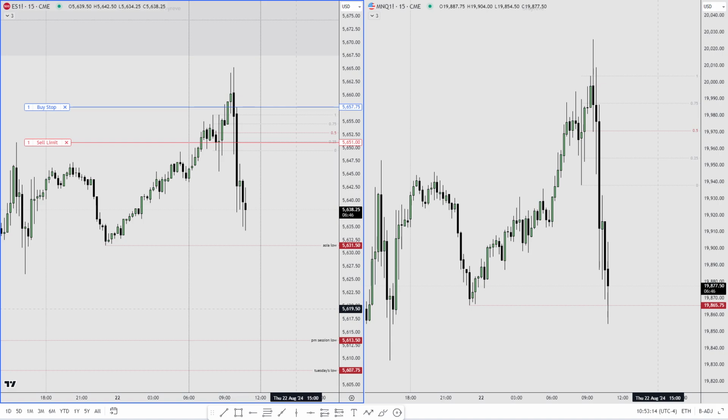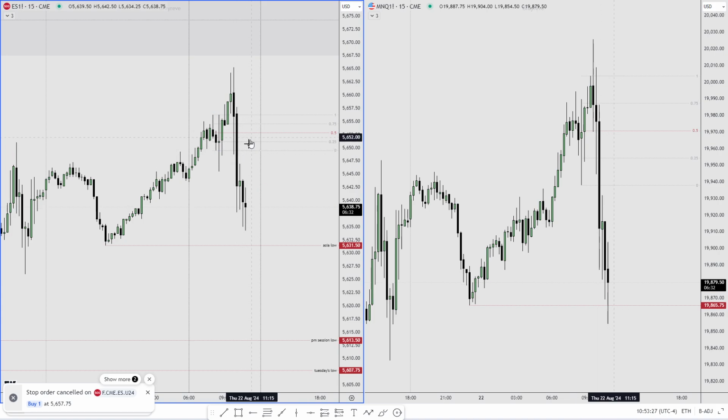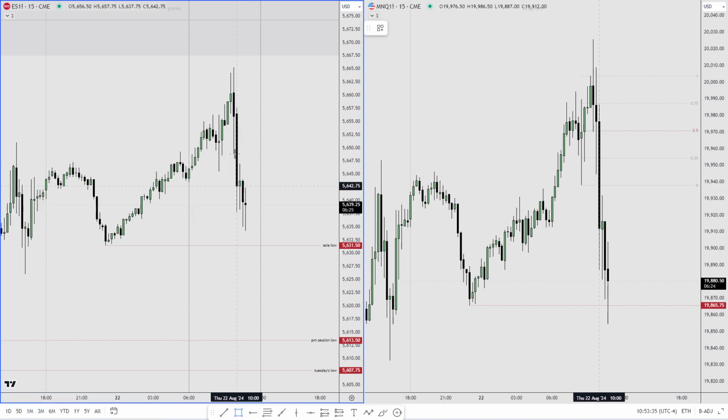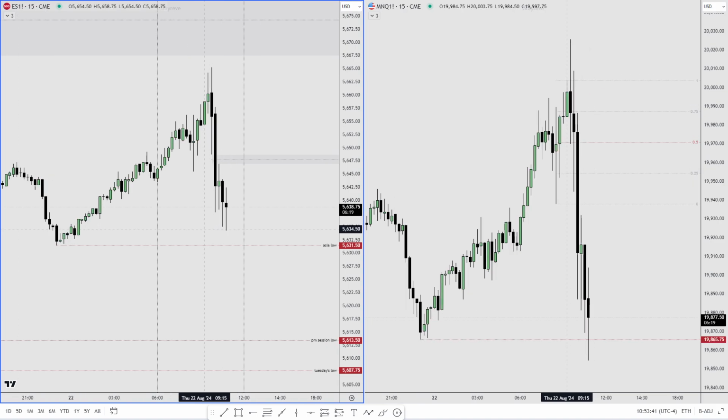Now, because NQ has taken out that particular low at Asia, I'm gonna remove the orders here and I'm gonna watch the lower time frames to see what happens when it trades up into this level. Okay, so first of all, we have a 15 minutes fair value gap right here. Right, and we are going to have the 1 hour order block, bearish order block. So let's see.